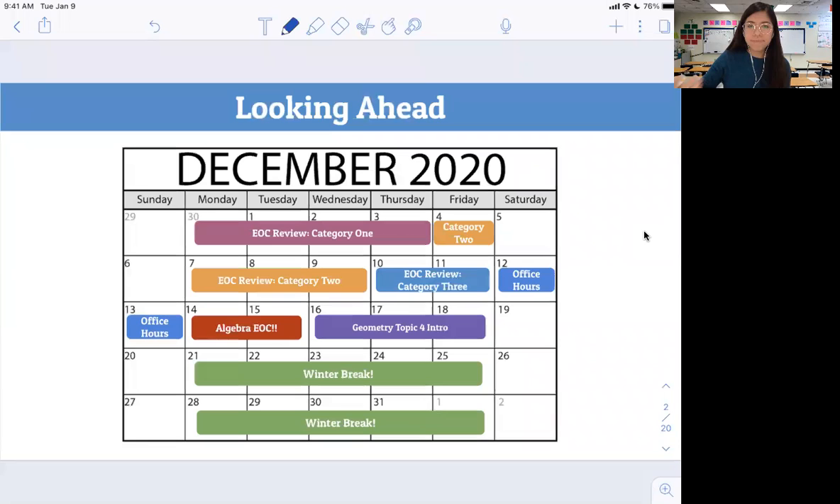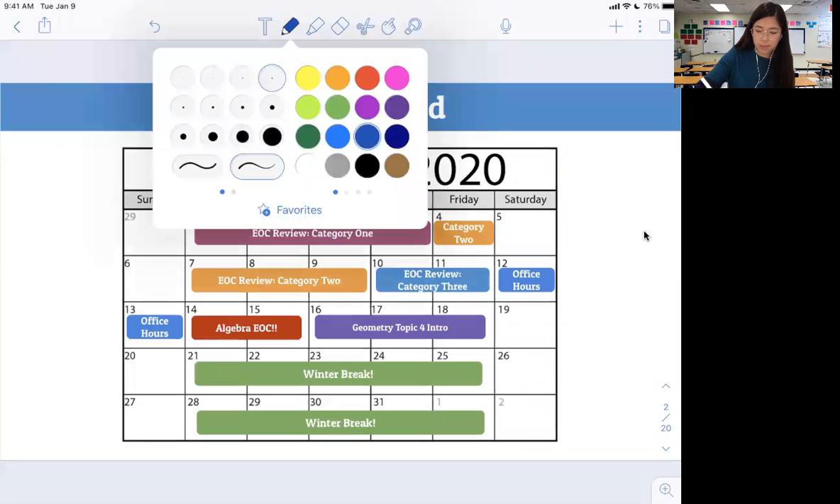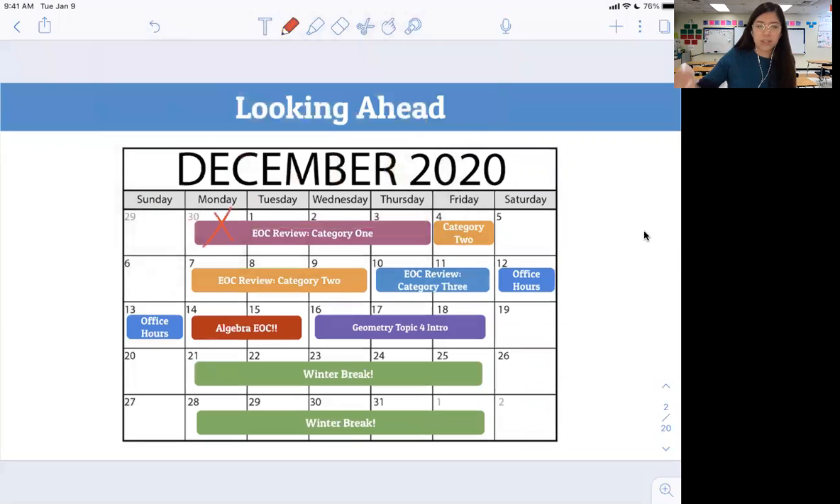Just as a reminder, we've already done Day 1, that was yesterday. Today is Day 2, we're still going to be working on Category 1, which is Algebra and Modeling. And here's just another reminder of our calendar for December.